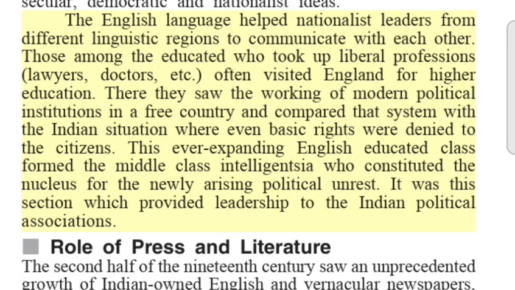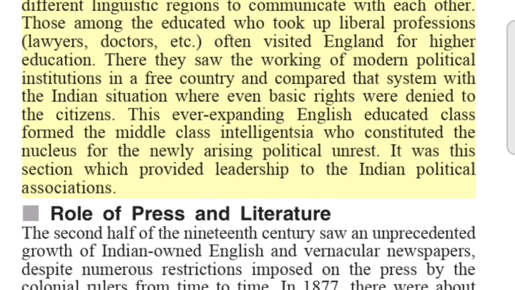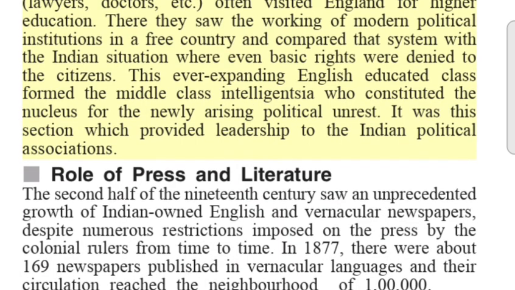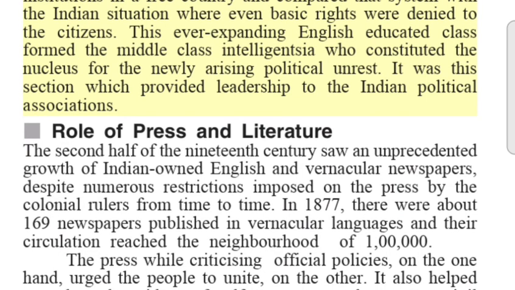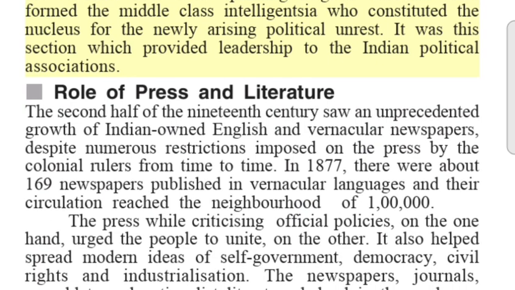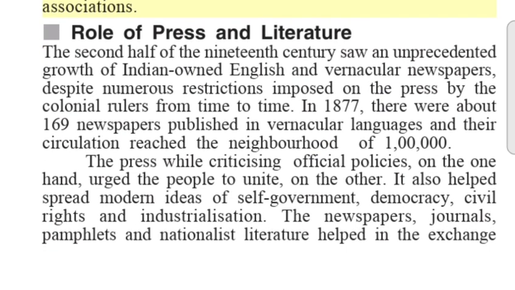Those among the educated who took up liberal professions, lawyers, doctors, etc., often visited England for higher education. There they saw the working of modern political institutions in a free country and compared that system with the Indian situation where even basic rights were denied to the citizens. This ever-expanding English-educated class formed the middle-class intelligentsia who constituted the nucleus for the newly arising political unrest. It was this section which provided leadership to the Indian political associations.